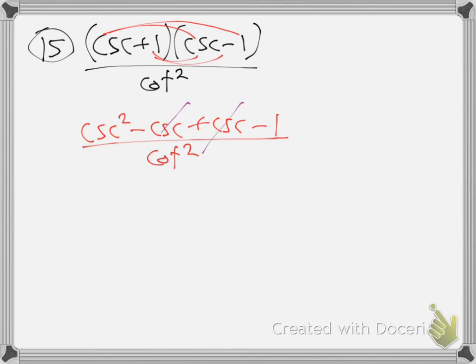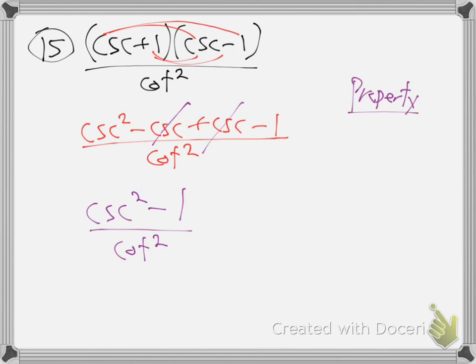And then these cancel, right? And you get cosecant squared minus 1 over cotan squared. Now, what is cosecant squared minus 1? Well, if you look back at the identity, what is it, 1 plus cotan squared is cosecant squared? You think, yeah, but I have cosecant squared.